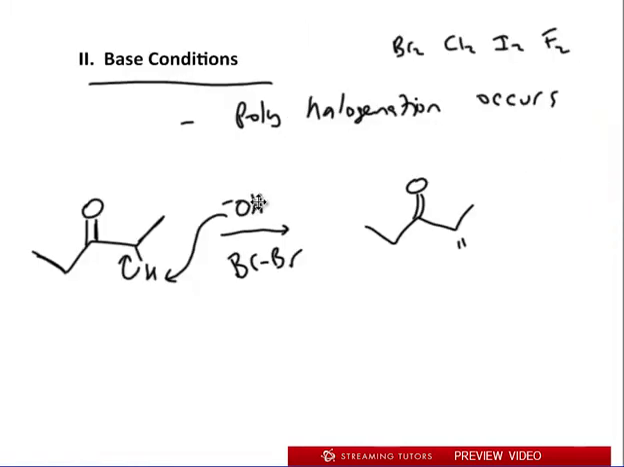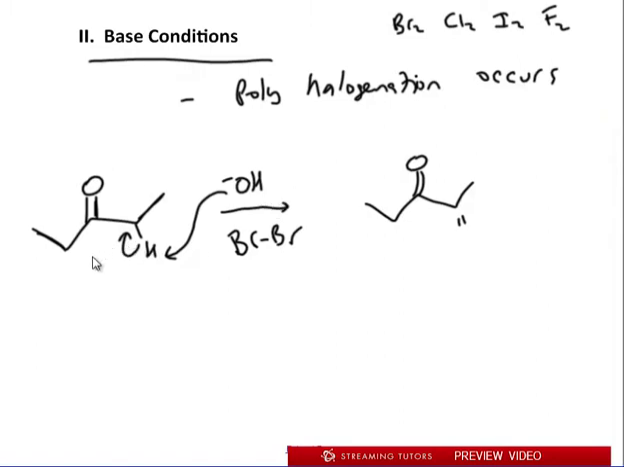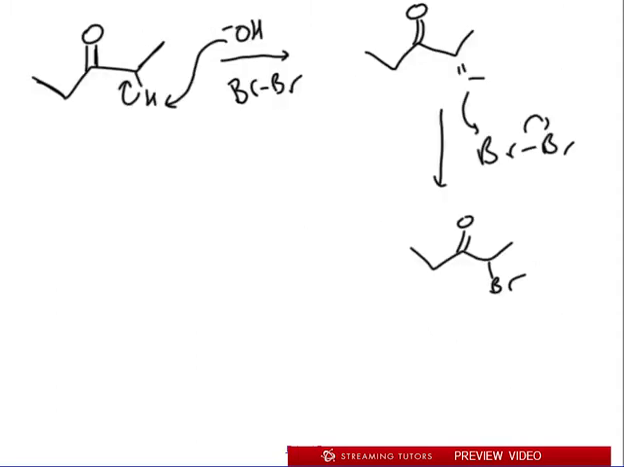So let's go ahead and look at the base. So I pulled off the H. I know I have resonance. I know I make enolates. I know I make enols, but I don't care. What I care about is this right here, negative, and then Br gets attacked. So you pull in the Br and the other Br leaves. So now I have a Br added on. Now this is going to happen over and over again.